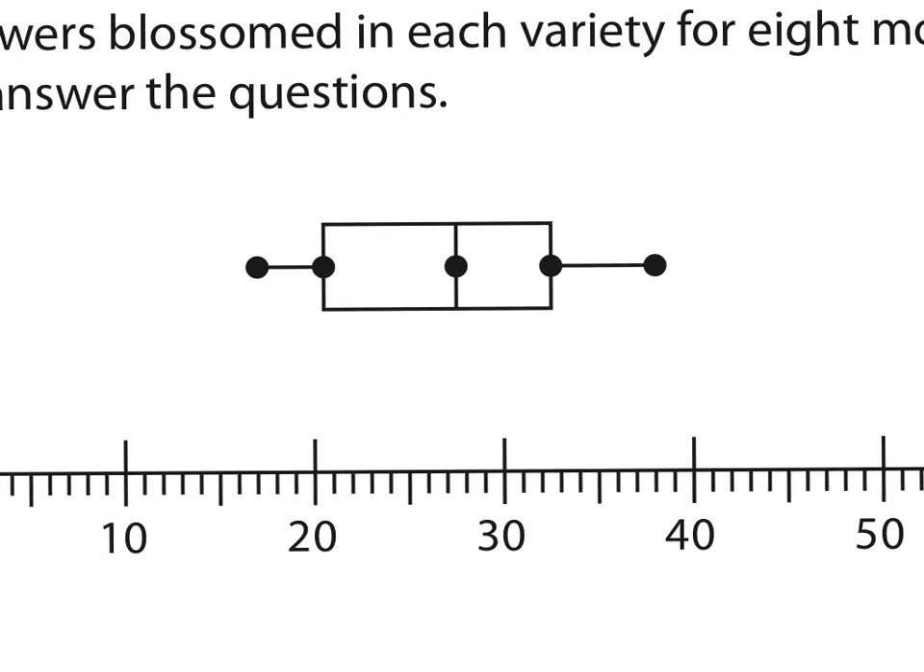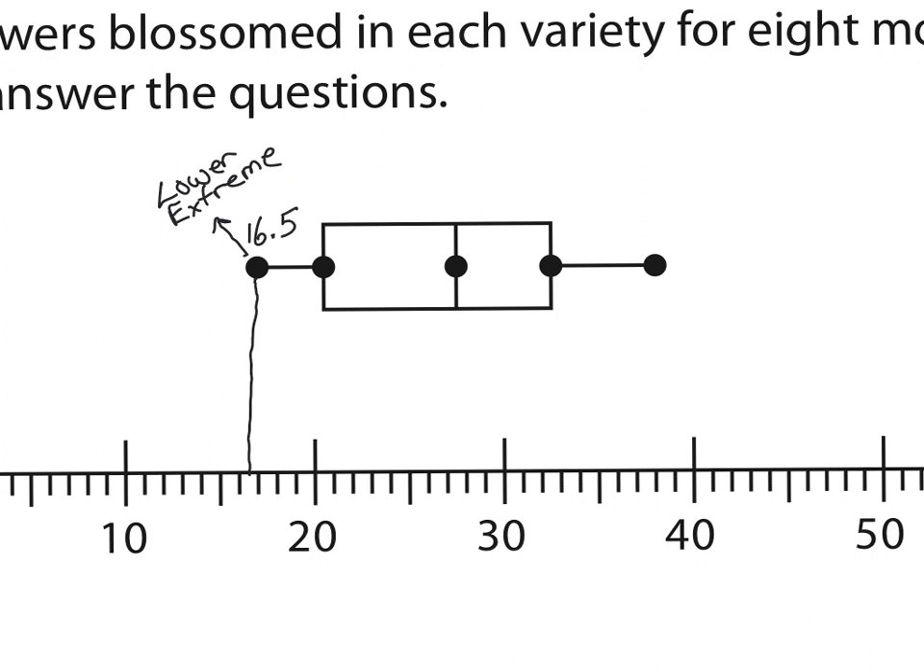So the first piece, get the pencil. The first piece is this lower thing, and that's called the lower extreme. That's just our smallest number within the data set. So what I do is I take a line straight down and I try to line that up the best I can. And it looks like it's somewhere in between 16 and 17. So let's say that we're at 16.5.